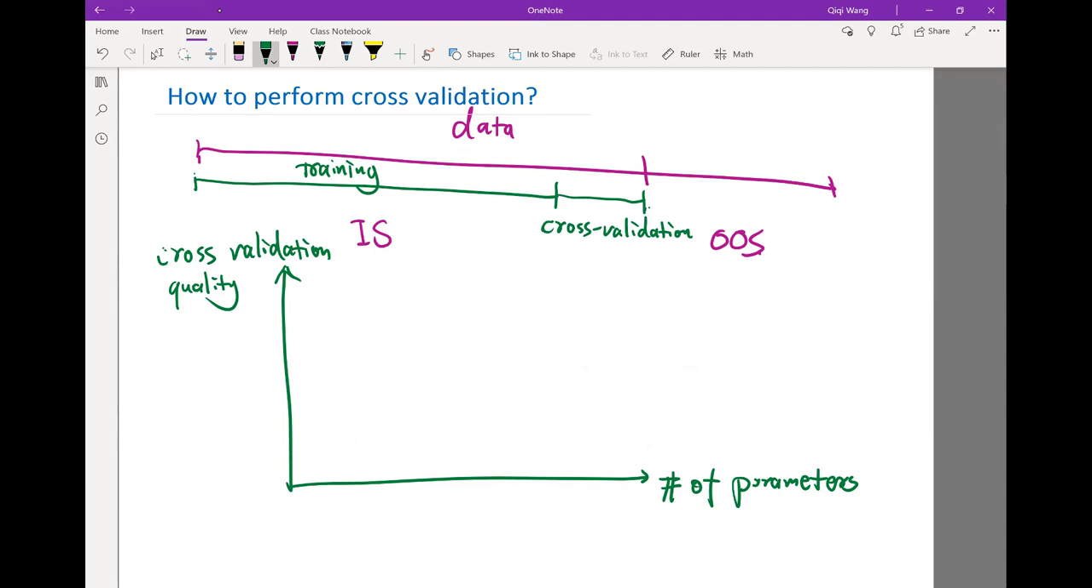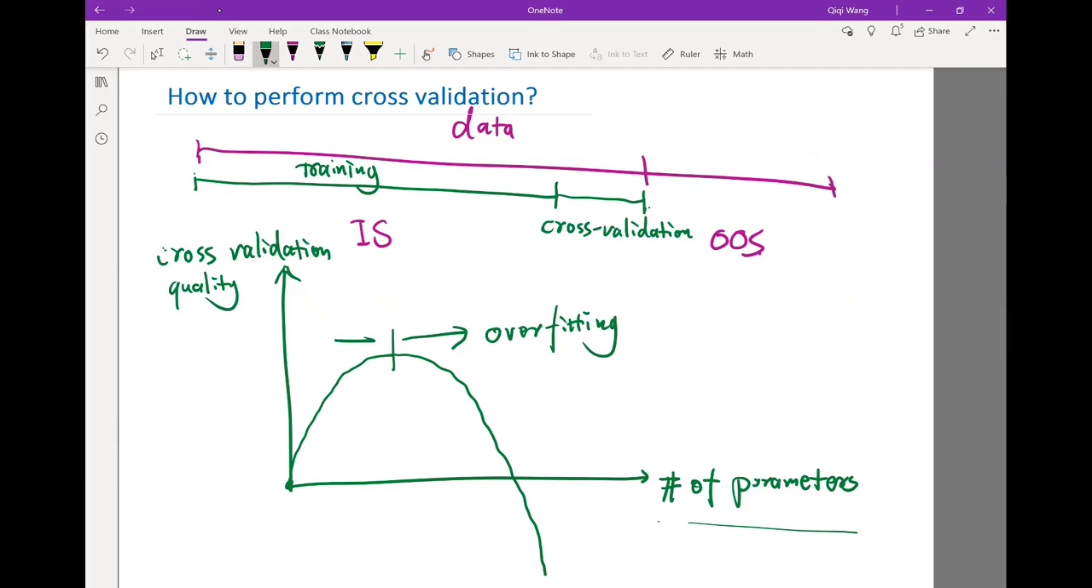And if I have too few parameters, my quality is usually low, right? So for example, in the previous case, if I have zero parameters, my output is zero. I don't have any predictive power. So as I increase the number of parameters, the quality usually increases, but up to a point. And starting from some point, the quality is going to decrease, and at some point, it's going to be even worse than if I have no parameters at all. So this is called overfitting. While on the other hand, it's called underfitting.